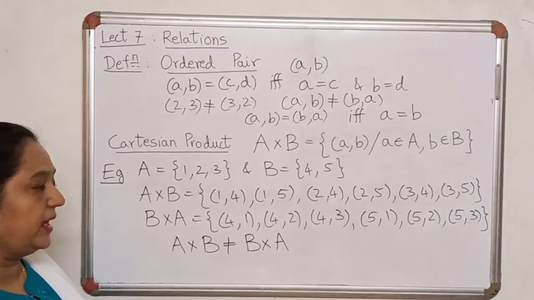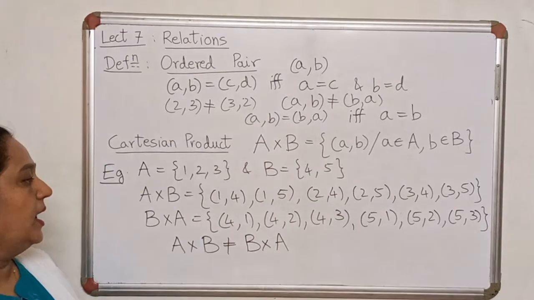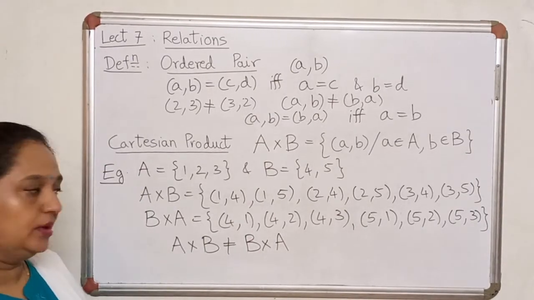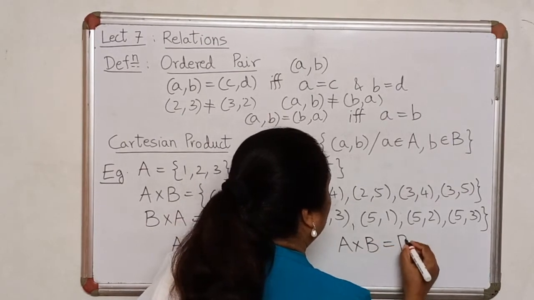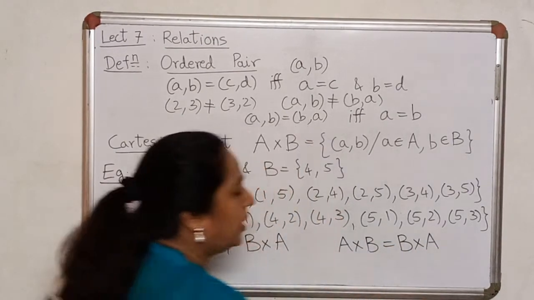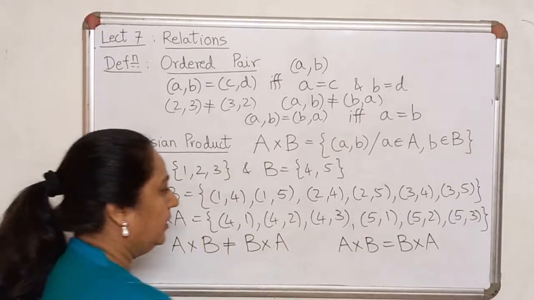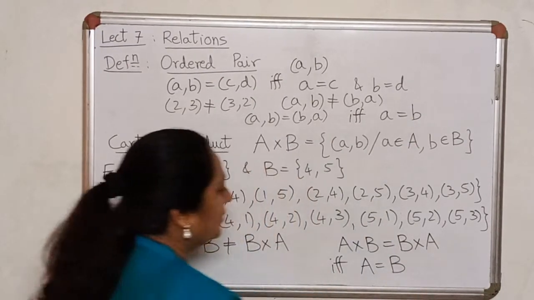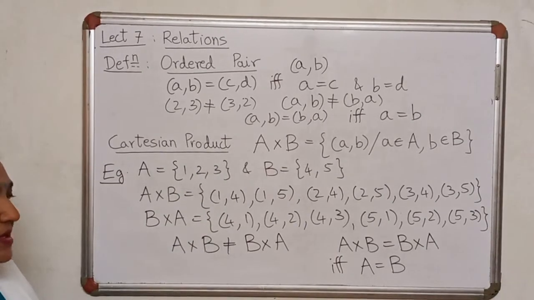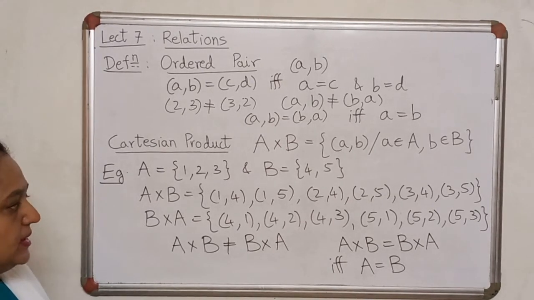So Cartesian product, again, order is important. Which set you write first, which set you write in the second place. Once again, think about it. When would A cross B be equal to B cross A? So the set A cross B will be equal to B cross A if and only if A is the same as B. So if the two sets are equal, naturally it's not going to make a difference which one you put in the first place and which one you put in the second place.